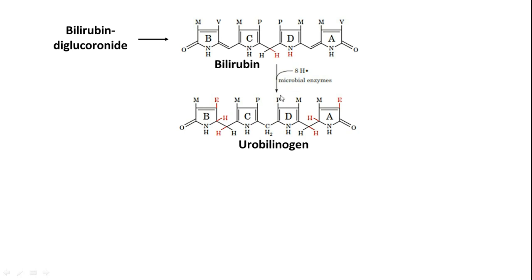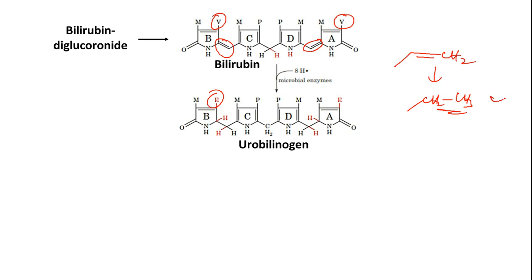This takes in the bilirubin and reduces it to urobilinogen. So how many hydrogens are consumed? 8 H units are consumed. The vinyl group over here is converted to an ethyl group, CH2CH3. Then this double bond is reduced, this double bond is also reduced, and this vinyl group is also converted to an ethyl group. So 2 plus 2 plus 2 plus 2, a total of 8 hydrogens are needed.